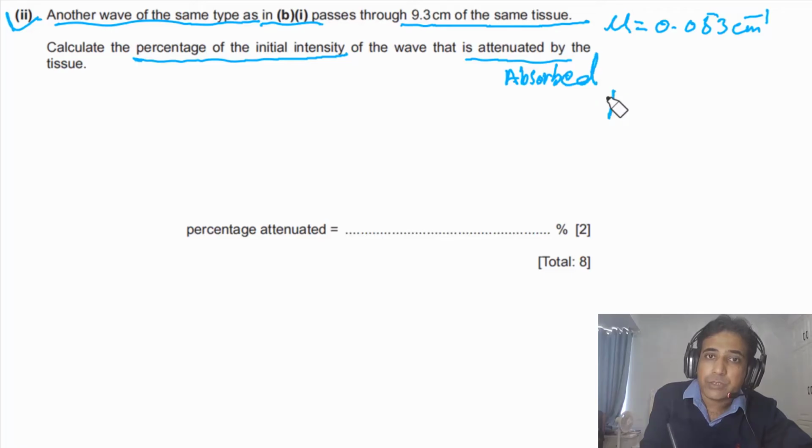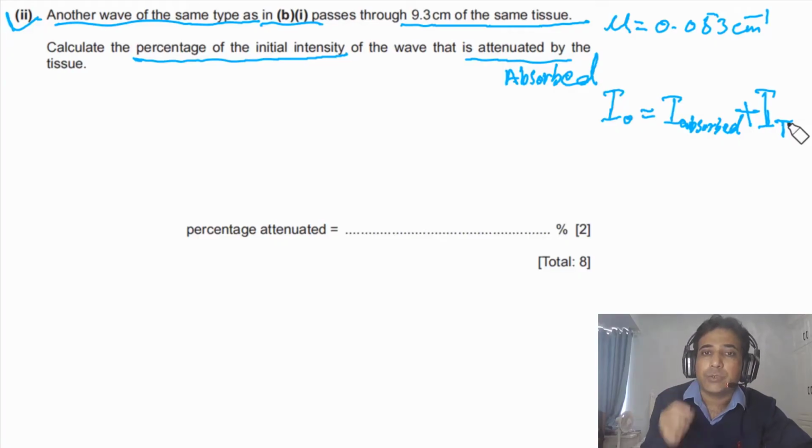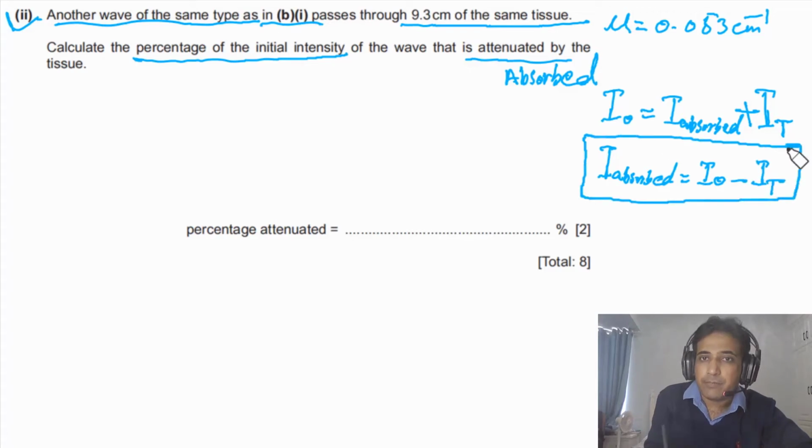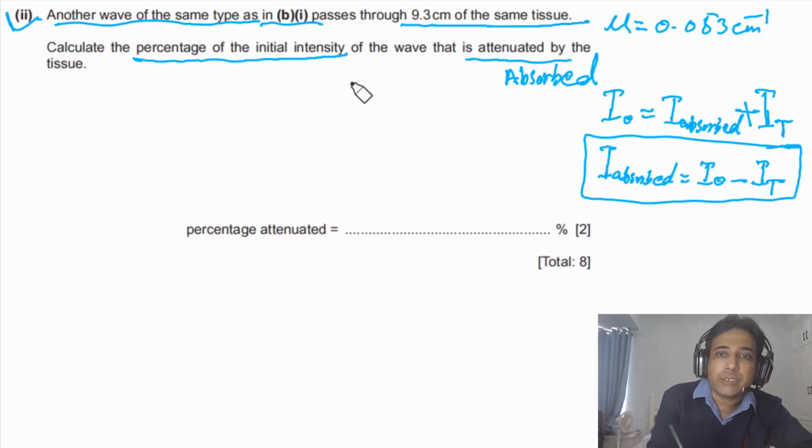And we need to understand initial intensity. This has to be equal to the intensity absorbed, or you can say attenuated, plus the intensity transmitted. So this is the main idea. If you need to find I absorbed, this will be equal to I naught minus IT. This is our main concept. So how can we calculate IT?